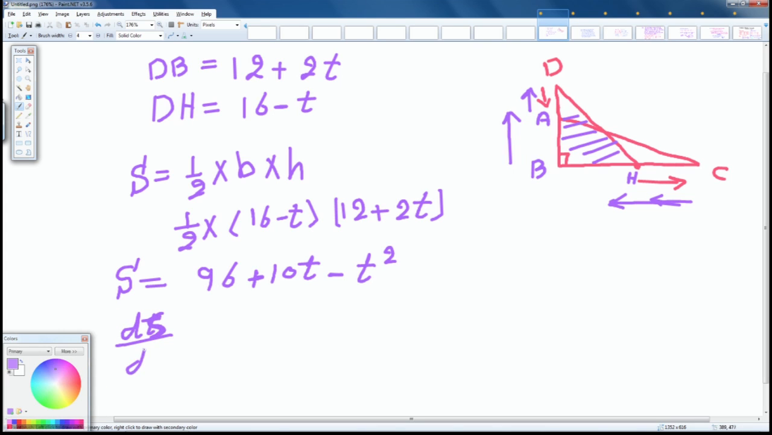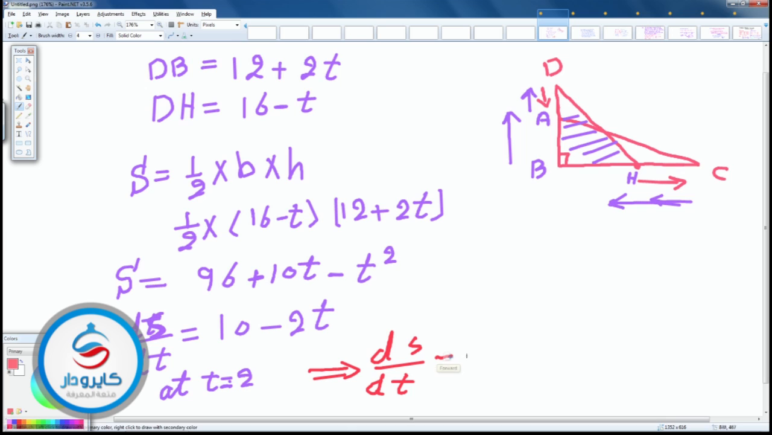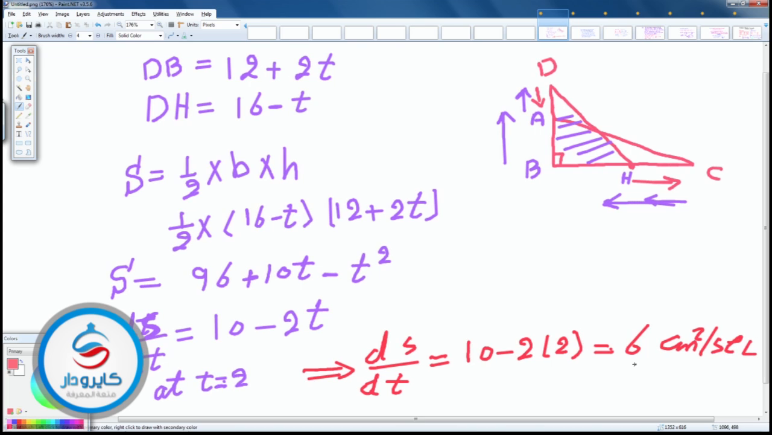Now we have to differentiate with respect to time. dS over dt equals 10 minus 2t. After 2 seconds means at t equals 2, that means dS over dt equals 10 minus 2 times 2, it will be 6 centimeter squared per second, and this is the answer.